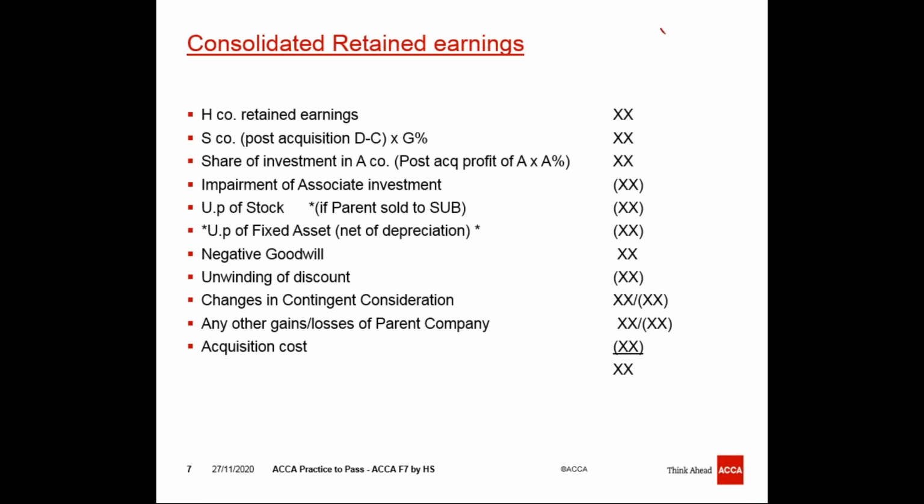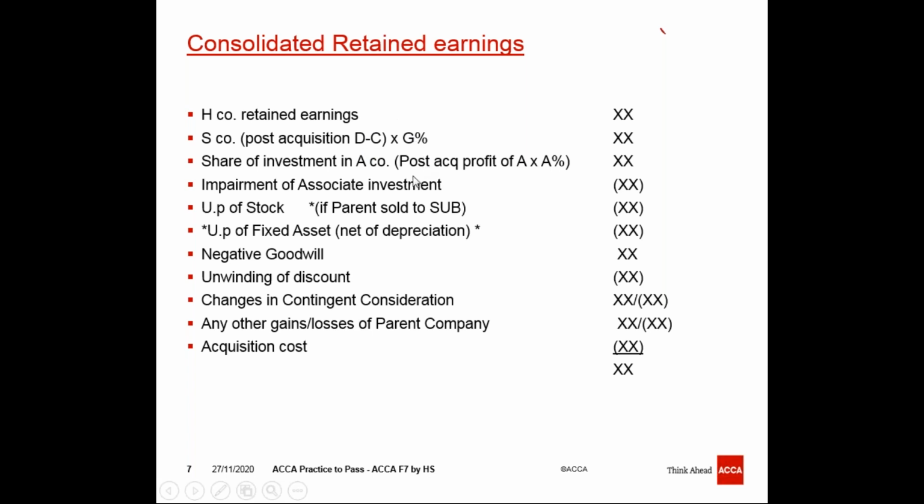So how do we calculate the overall retained earnings? Mostly the students are facing problems in the calculation of retained earnings and NCI. So that's why I'm giving you this format. If you follow this format, you will get the right answer in all the cases. First we take the holding company's retained earnings, meaning the parent company's full retained earnings. Then the second thing is the subsidiary company's post acquisition, meaning D minus C, into group percentage.